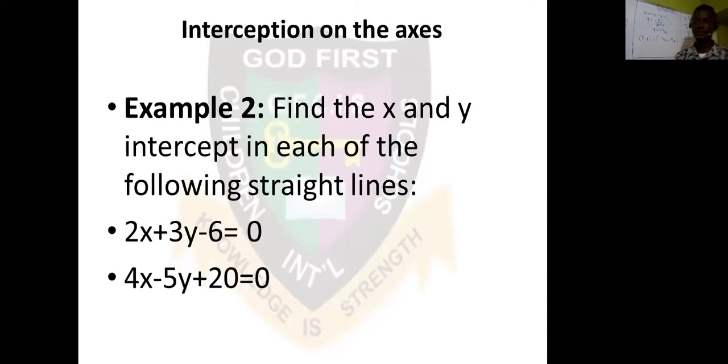So example 2, intercepts on the axes. How do you get the intercepts on the axes? We are going to solve that together. Find the x and y intercepts in each of the following straight lines. A: 2x plus 3y minus 6 equal to 0. B: 4x minus 5y plus 20 equal to 0. I'll only solve A. Use the method I use in A to solve your B.